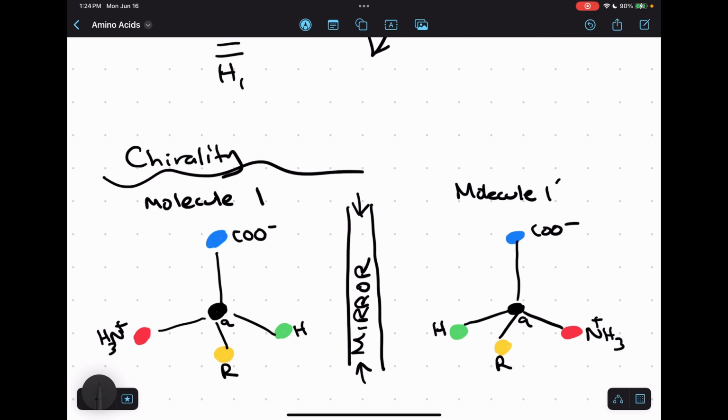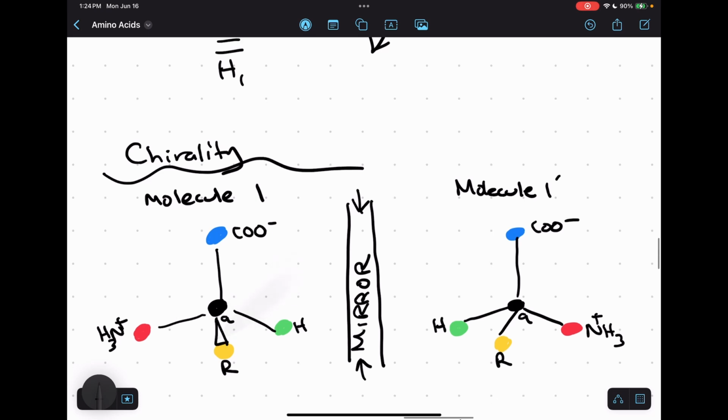We can see that molecule 1 prime is not superimposable on molecule 1 because we're looking at it where the carboxylic acid is pointing straight up. The R group in molecule 1 is actually facing towards us. The other structures are facing away from us. And if we want to draw that in a clearer form, we can put dashes and wedges.